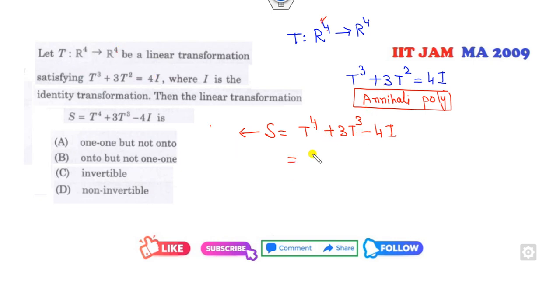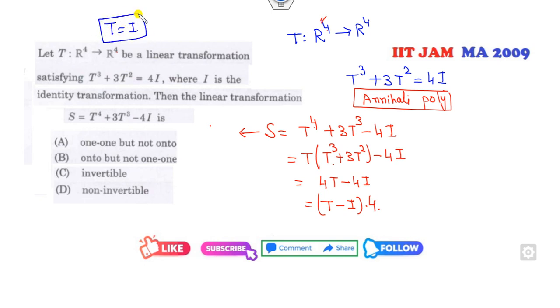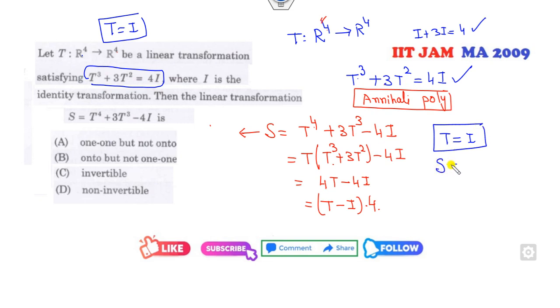So clearly I can substitute capital T and take common T plus 3T square minus 4I. So what is that? It's 4I. Okay. So 4 capital T minus 4I. That means capital T minus I to the power 4. Then if I take T equal to I, is this equation satisfied? I plus 3I is equal to 4. Satisfied. Fine. So if I take T equal to I, what will be your S?